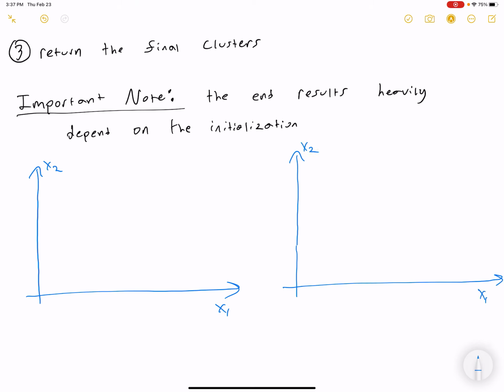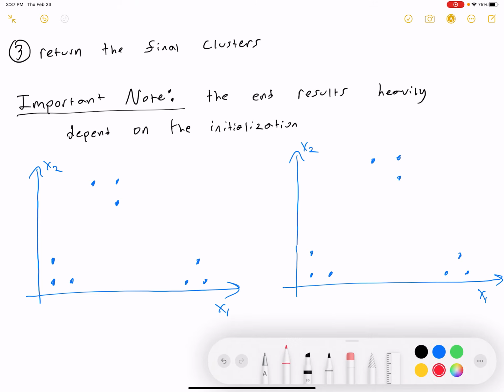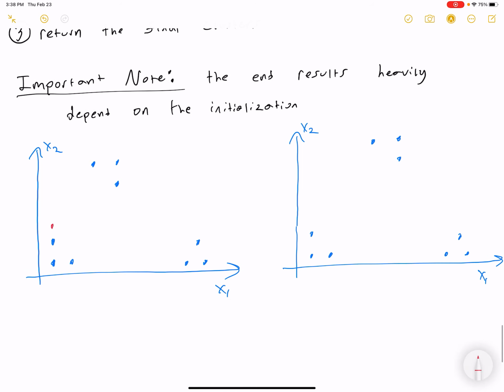X1, X2, and trying to draw the same data set. Okay, so two data sets, and let's say in case one, the randomly assigned initializations were like this, and in case two, the randomly assigned initializations were like that. We're gonna end up with very different final clusters.